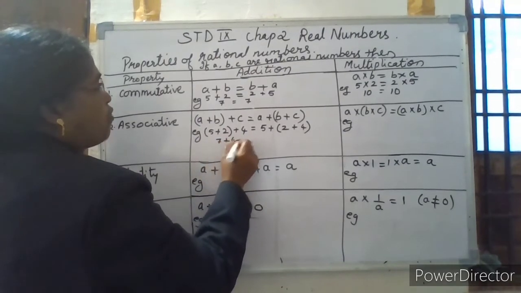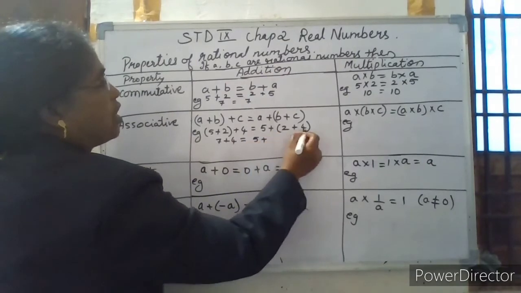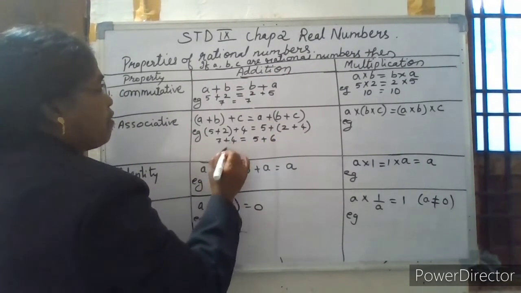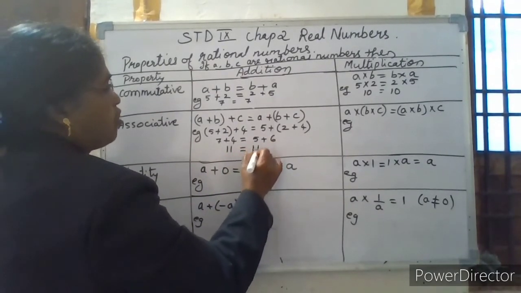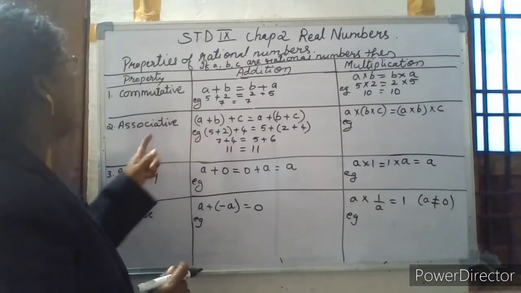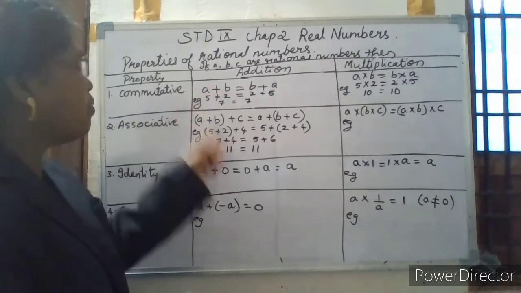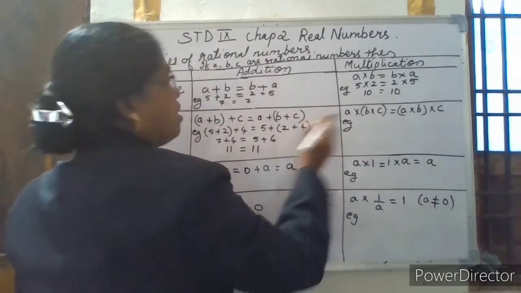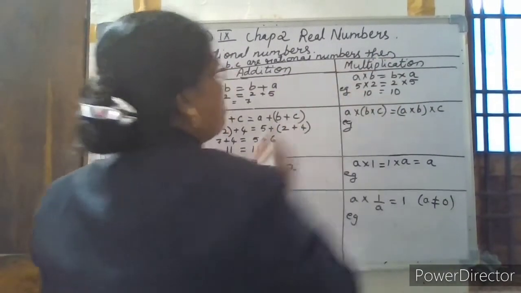7 plus 4 must be equal to 5 plus, in the bracket, 4 plus 2 is 6. So 7 plus 4 is equal to 11. That is equal to 5 plus 6, which is also equal to 11. That means this is the associative property of addition. It holds good in addition. With the same example, let us do the associative property of multiplication.